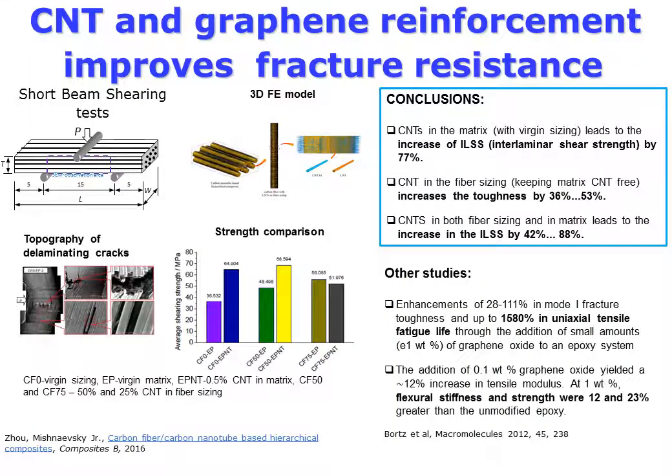Graphene and nanotube reinforcement in polymers and composites enhance their toughness and fatigue resistance. Up to 15 times higher fatigue lifetime was observed. Thanks to graphene reinforcement, we observed 40 to 70% higher shear strength of carbon composites, with carbon nanotubes in fiber sizing.